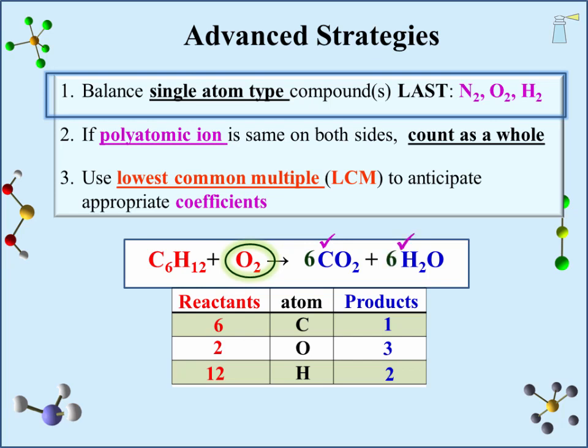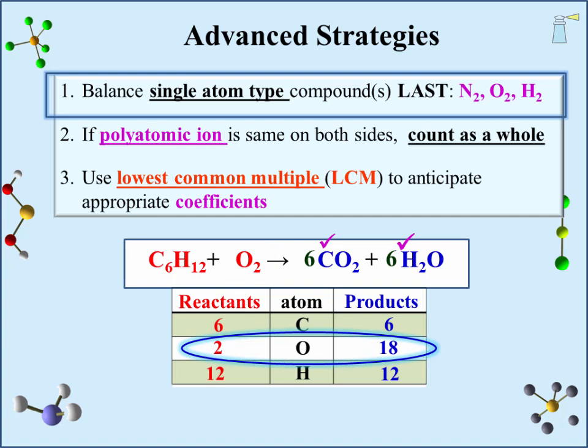The objective of this demonstration is not to balance an equation, but to argue why balancing single atom types last is a good strategy. Updating the tally of atoms to account for the new coefficients shows that the only atom left to balance is the oxygen. The oxygen on the reactant side has a much lower count, and that means the addition of a new coefficient in front of the molecular oxygen.